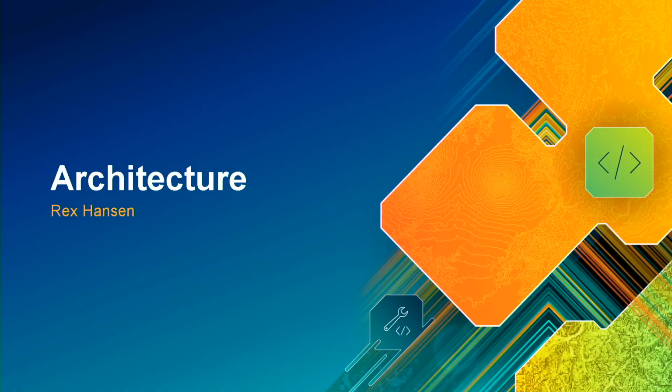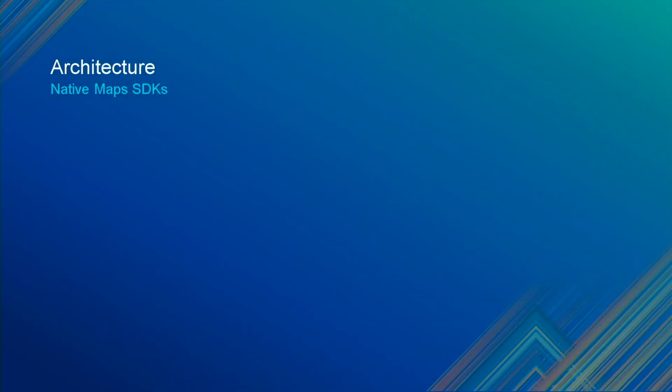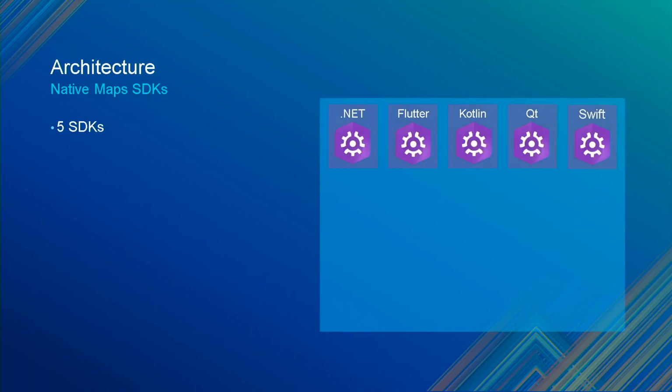So with that in mind, let's take a brief look at the architecture of our native Maps SDKs. The native Maps SDKs are architected as a set of framework-specific SDKs. They provide a consistent set of APIs based on a common design, concepts, workflows, and capabilities. And we deliver 5 SDKs so that you can choose the development technology that works best for you and the apps that you're building.